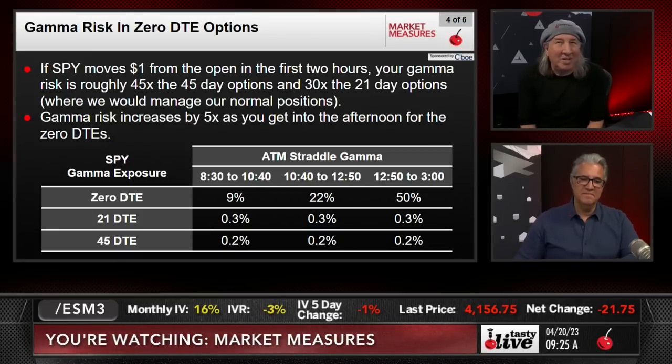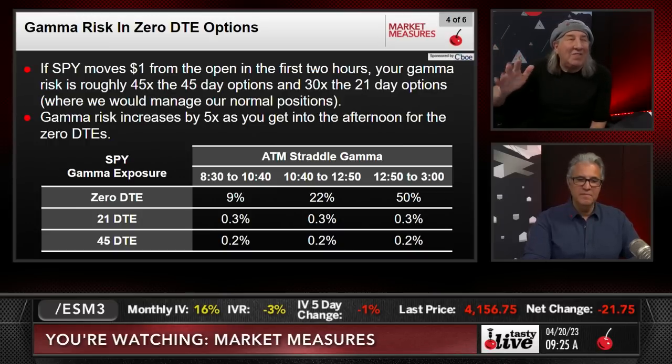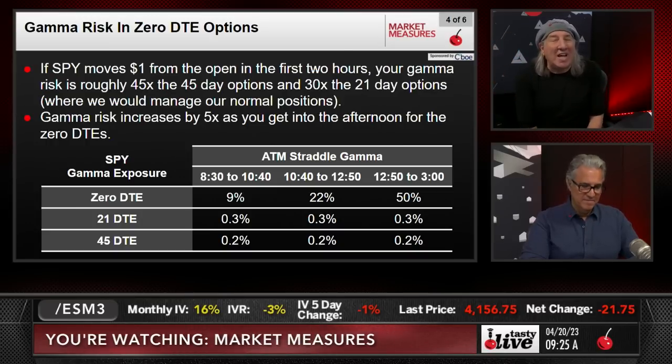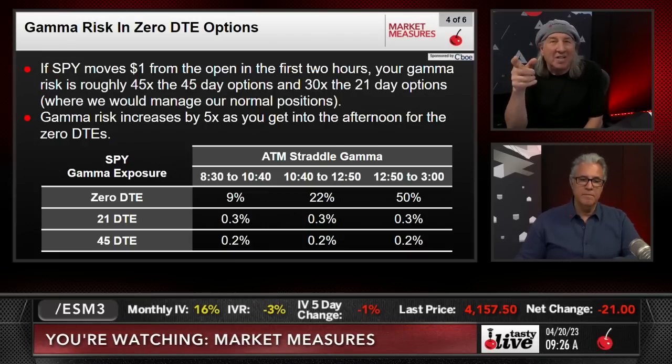That's where we would normally manage the positions. So gamma risk increases by 5x as you get into the afternoon for zero DTEs. That is the real key here. Gamma risk in that last 2 hour and 10 minute segment increases by 5x. So here, take a look at this. This is really interesting. This is the at the money straddle in the SPY, but SPX is the same thing. On the zero DTE, in the first hour, it's about 10%.